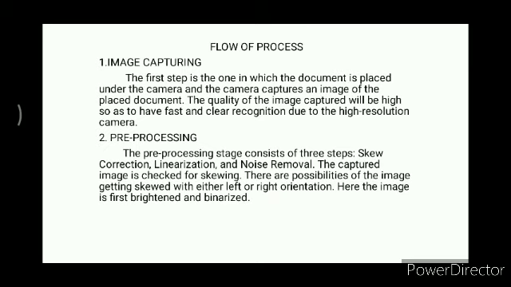The quality of the captured image will be high, due to the high resolution camera, so as to have fast and clear recognition. Next, we will see pre-processing. The pre-processing stage consists of three steps: skew correction, linearization, and noise removal. The captured image is checked for skewing. There are possibilities of the image getting skewed with either left or right orientation. Here the image is first brightened and binarized.